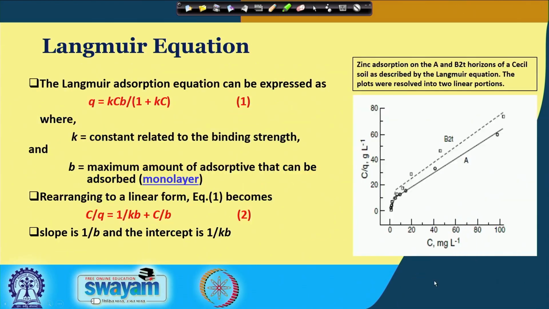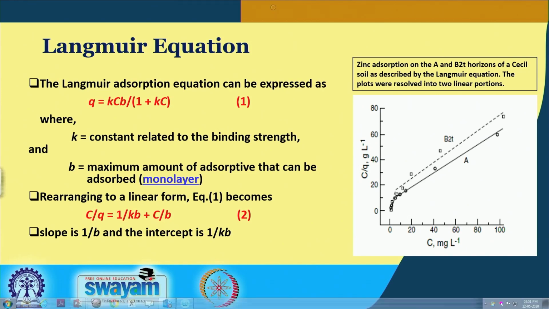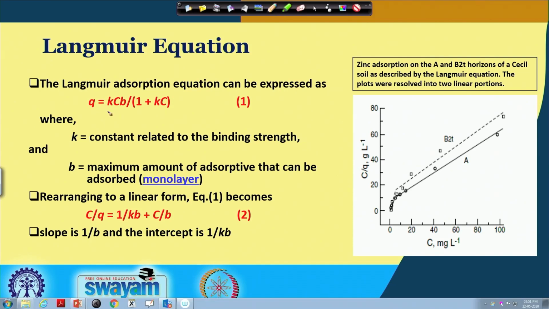Now, let us see what the Langmuir equation is. The Langmuir adsorption equation can be expressed as Q = K C B / (1 + K C), where K is the constant related to the binding strength, B is the maximum amount of adsorptive that can be adsorbed in the monolayer, remember it is for monolayer, and C is the concentration in the equilibrium solution.